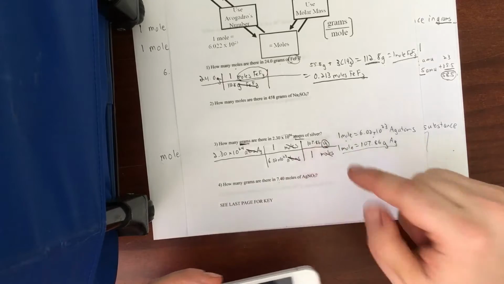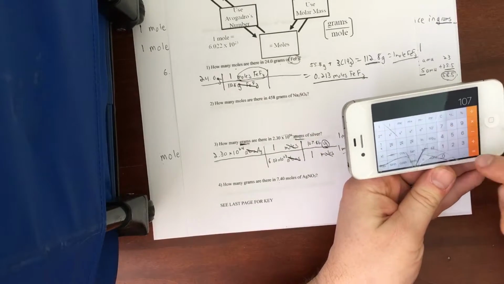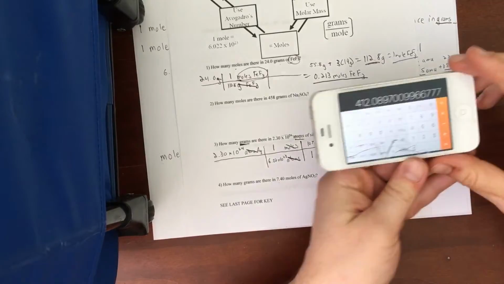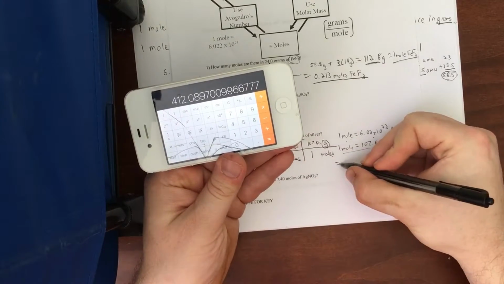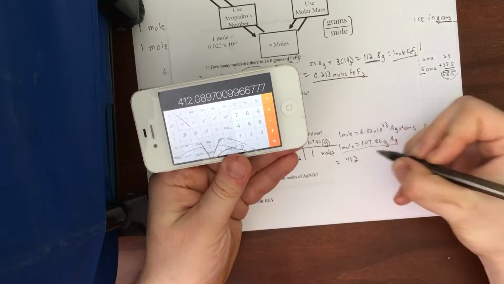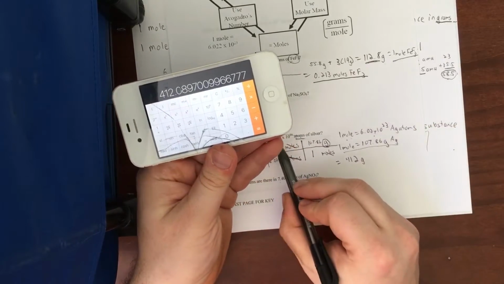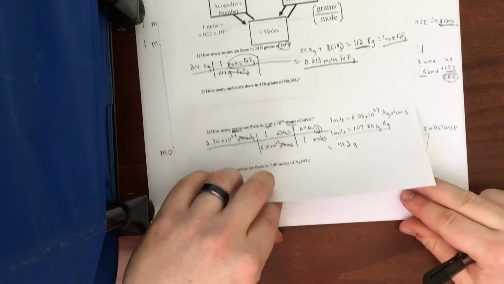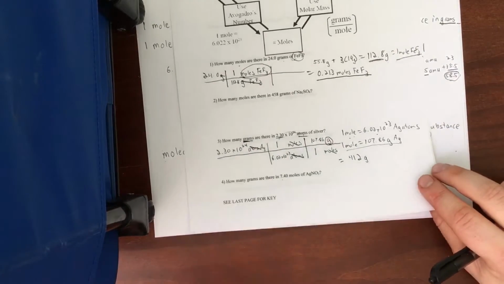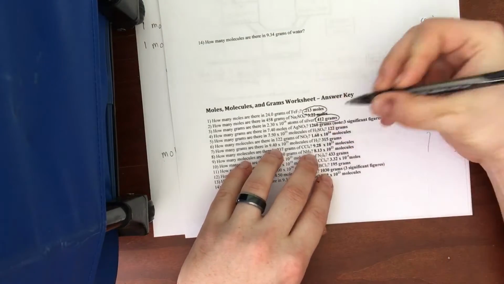And then we would have to multiply times 107.86. 107.86 gives us 412, and the answer equals 412 grams of silver, rounding to 3 significant figures, which is the same number of significant figures that we have here. So if we look at our answer sheet, that should be approximately what we have. And in fact, it is. The answer to number 3 is 412 grams.